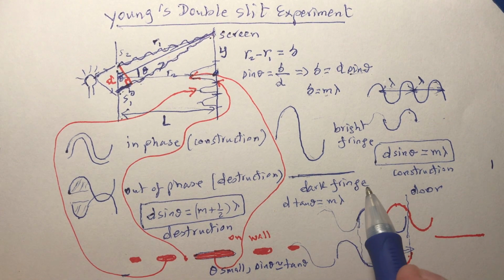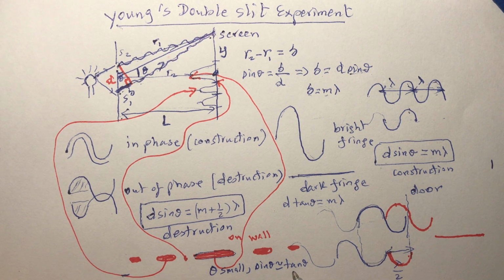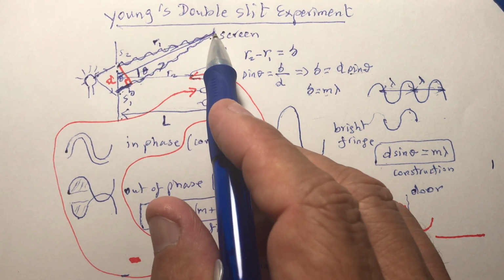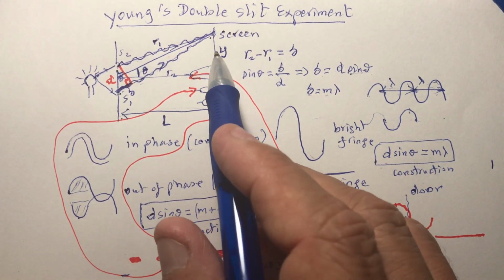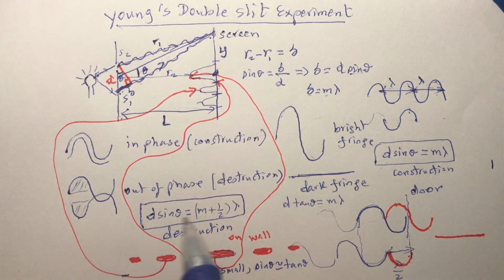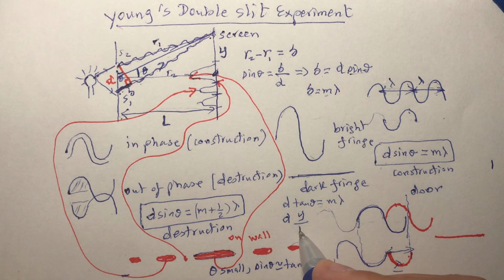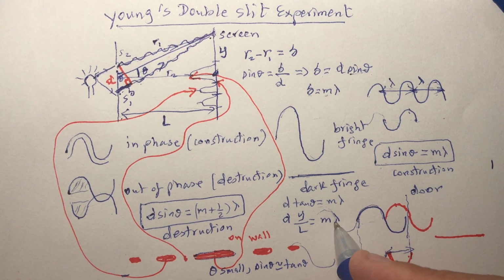Now, we need to know why sine theta is approximately tangent theta if theta is small. If theta is small, cosine theta is 1. Tangent theta is sine over cosine. Cosine of 0 is 1, so sine theta is approximately equal to tangent theta. Now, tangent theta, look here, the angle theta is the opposite over the adjacent. The opposite is y, the adjacent is L. So I put here d, and then y over L is equal to m lambda.